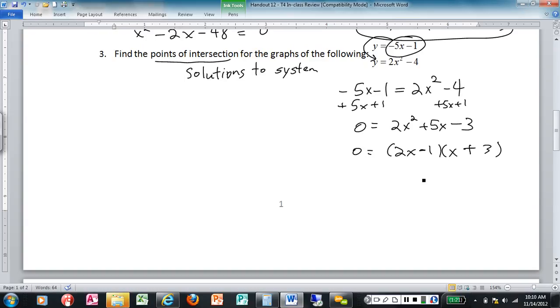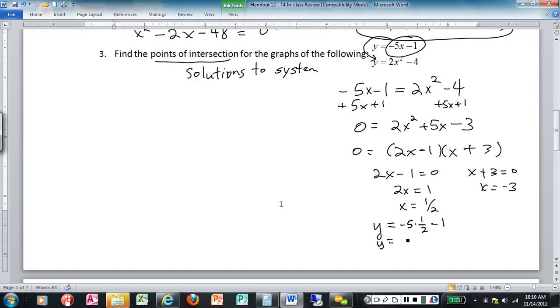With me? So that would be 2x minus 1 equals 0, or x plus 3 equals 0. Here if you add 1, 2x equals 1, divided by 2, you get x as a half. Here you get x equals negative 3, of course, but again, we do need the y answer with that. So if x is a half, we'll have negative 5 times a half minus 1, which is negative 5 halves minus 1. Negative 2 and a half minus 1, that's negative 3 and a half, or negative 7 halves, right? Did I do that right?